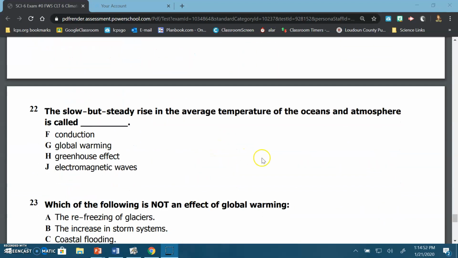Number 22. The slow but steady rise in the average temperature of the oceans and atmosphere is called F. Conduction, G. Global warming, H. Greenhouse effect, or J. Electromagnetic waves.